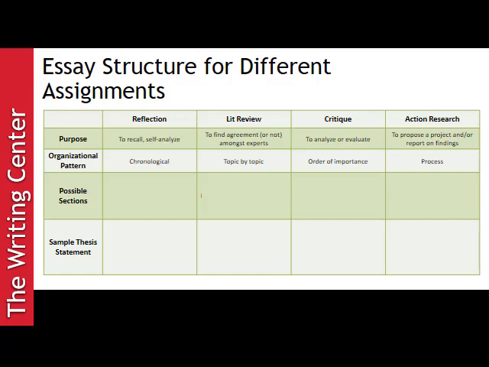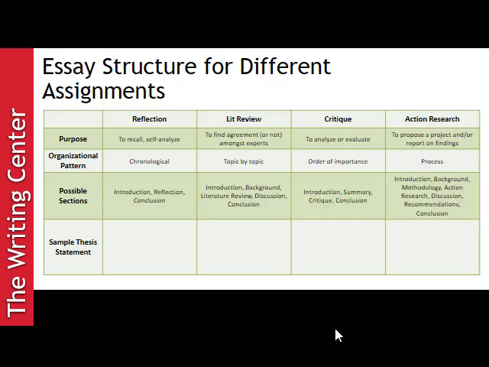For a lit review, the usual organizational pattern would be topic by topic. Each paragraph in your body would have a topic, and you're going to discuss what the experts say about that topic. Then your next paragraph will have a different topic, and you're going to discuss what the experts say about that topic. But for an action research project, the organizational pattern is usually process oriented, so it's going to talk about the steps within your research. You might have a findings section, but the bulk of it will be process oriented. So even though these are both essays, they have different organizational patterns.